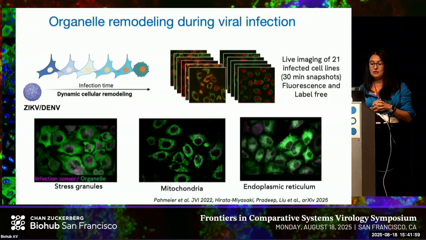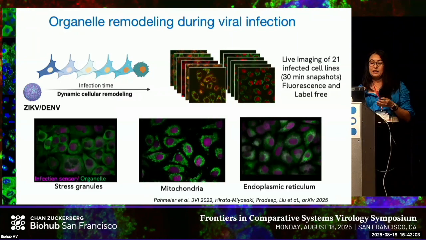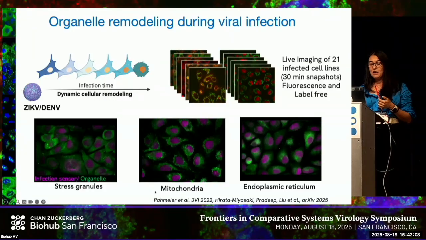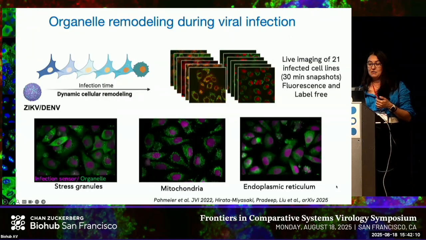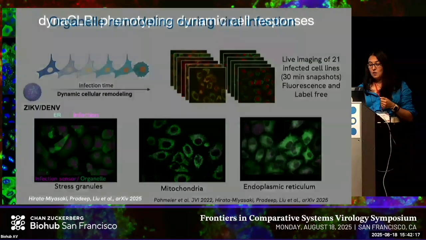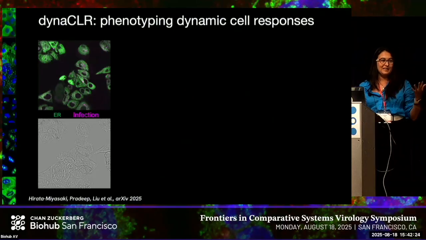These are some examples of the movies that we're generating, where you see the infection sensor in magenta. Again, you're going to see that it moves to the nucleus as infection progresses. And we have here stress granules, mitochondria, and endoplasmic reticulum. So you can see clearly the remodeling of these organelles as a consequence of infection. If you're like me, you're probably going to be staring at these images for a long time, trying to come up with some patterns or find something that is happening. But this is first biased, second, my eyes are not that good anymore, and third, it is really not efficient.